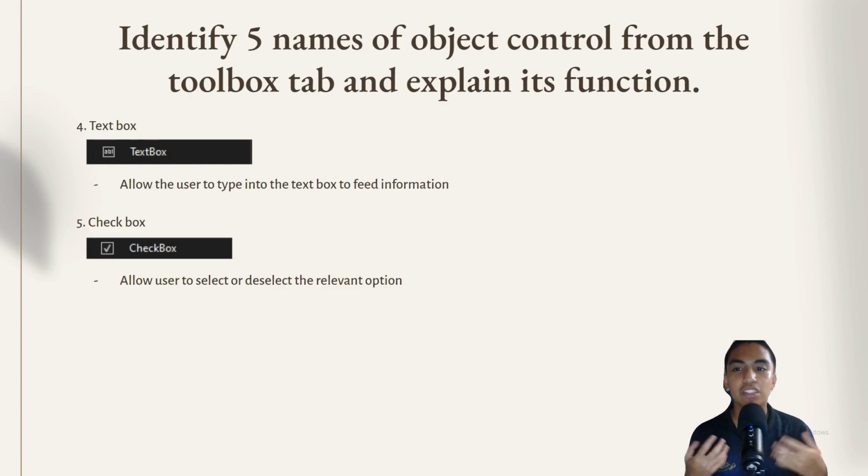Text box. Text box allows the user to type information into the text box. So the user can input whatever relevant information that is instructed to them, so the machine can work properly.